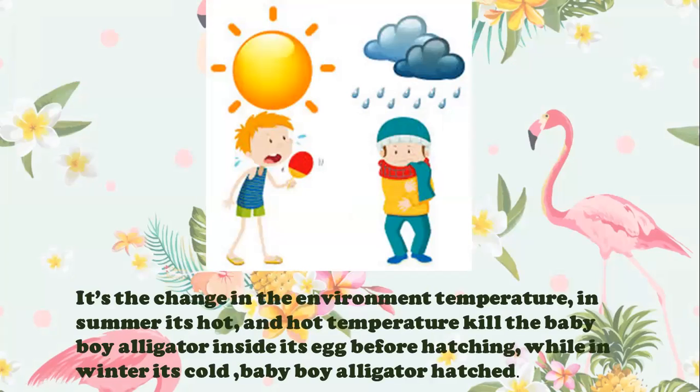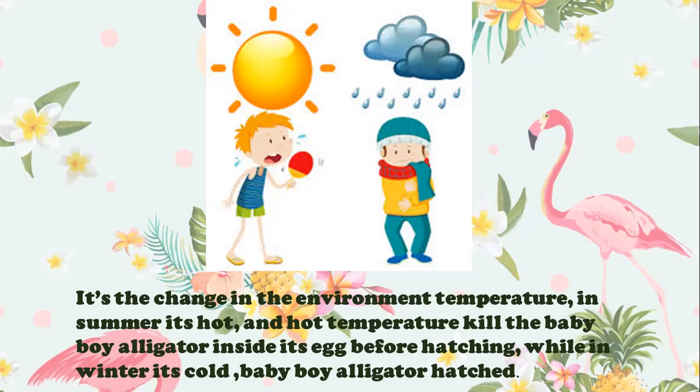Males' eggs can hatch in high temperature, while the eggs that have a baby girl alligator cannot stand the hot temperature. That's why in summer 90% of the hatched eggs were only boys, and in winter, as the temperature is low, the eggs which have the female alligator will hatch. It's the change in the environment temperature.